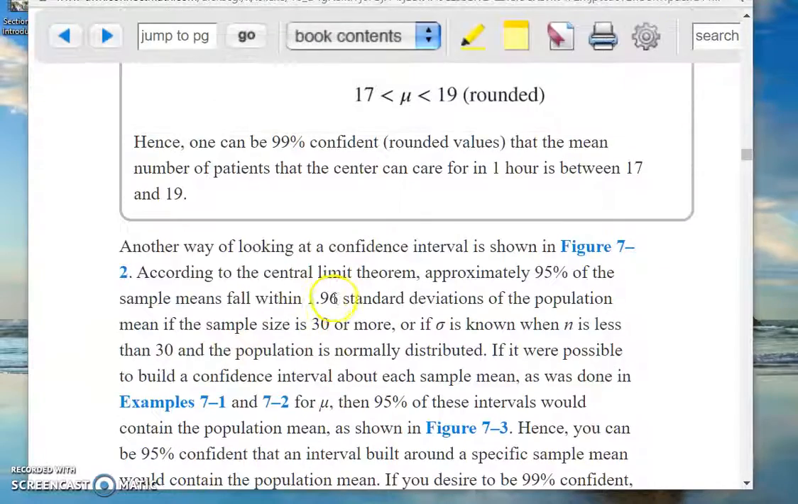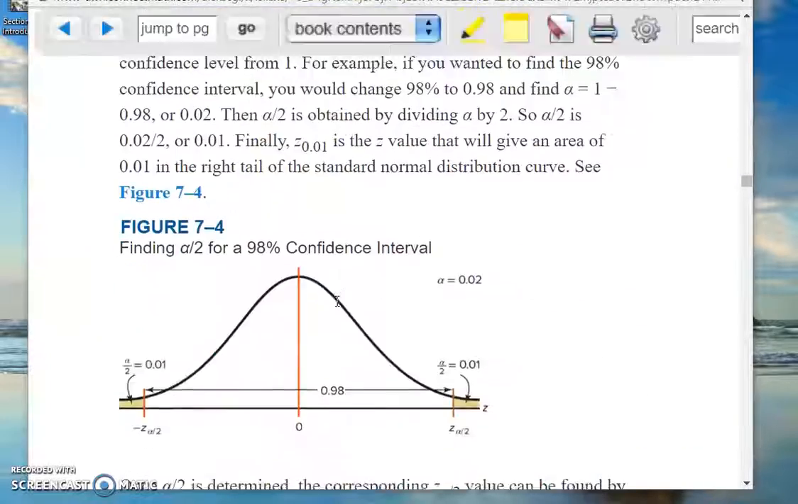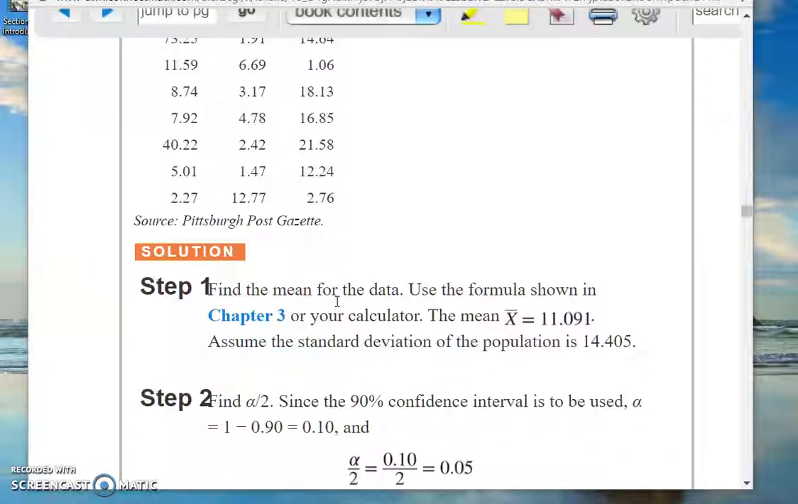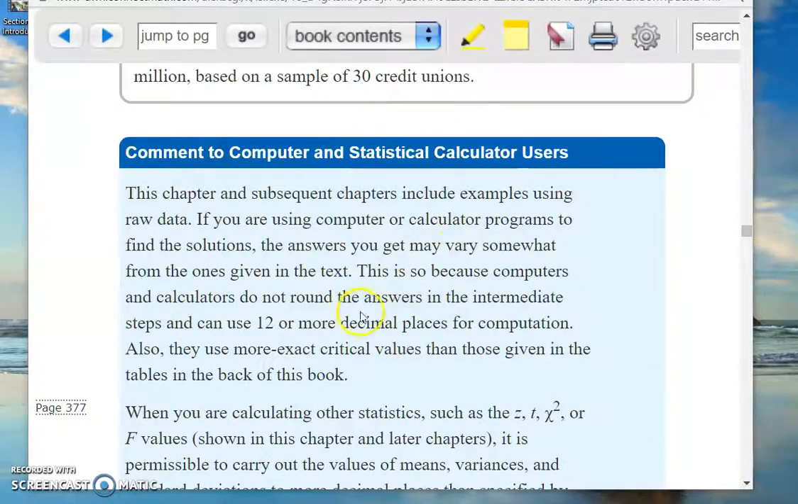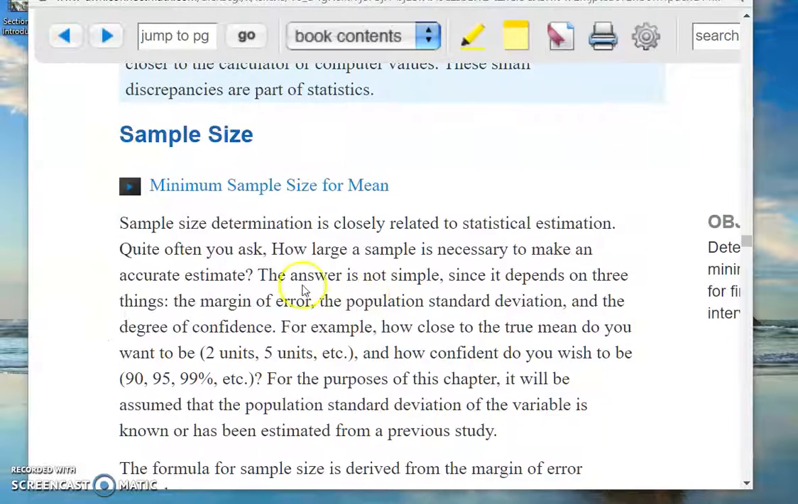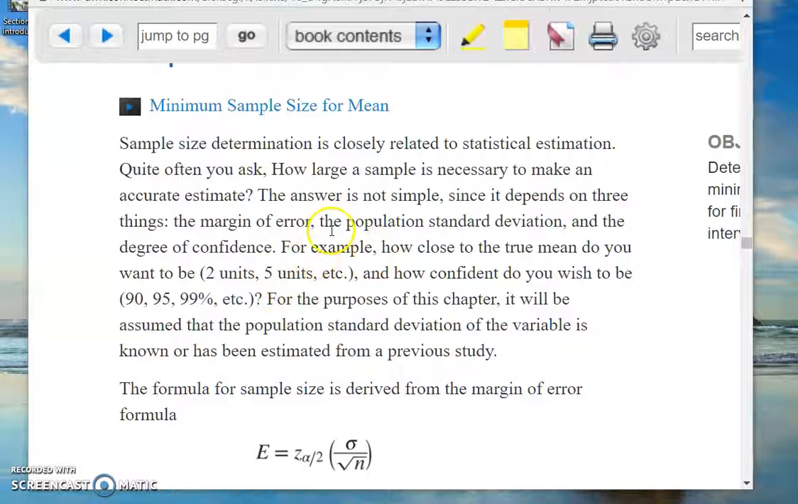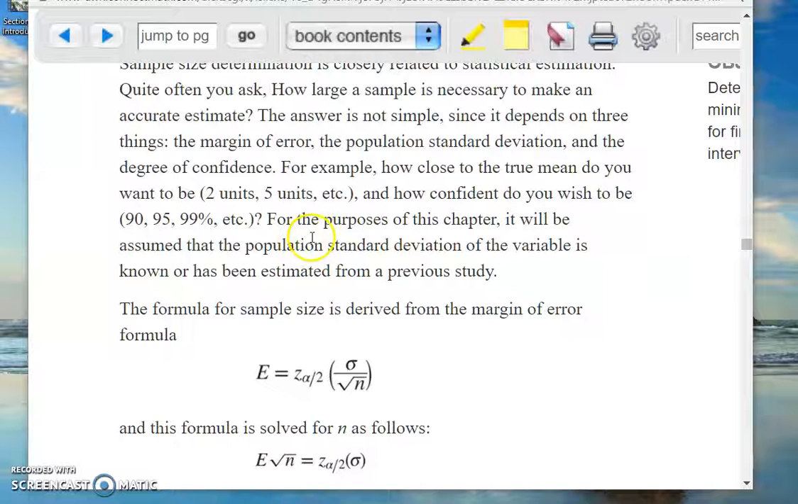Okay, he talks here about another way of looking at it. I don't see where that adds anything to it, so I'm not going to go into that. I do want to talk here about sample size, though, because it's very important to know about sample sizes. Here's a comment about using the computer. Please make sure you read that. Okay, now the sample size. What he's talking about here is the minimum sample size. It's a very important topic here because we want to know how large of a sample is necessary in order to make the estimate.